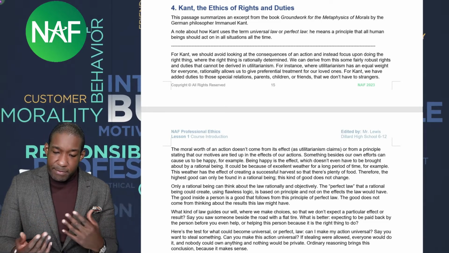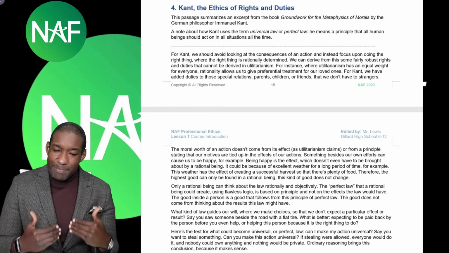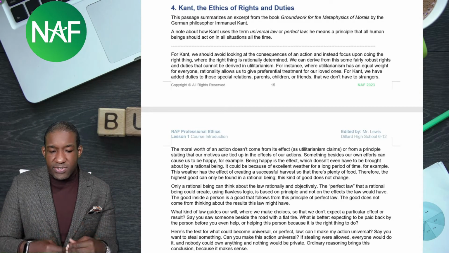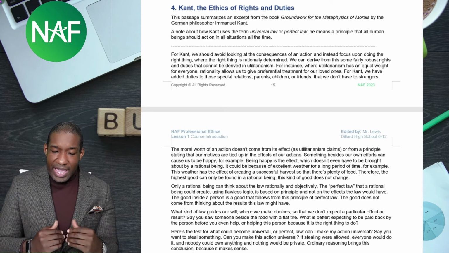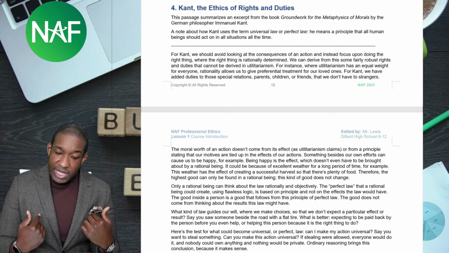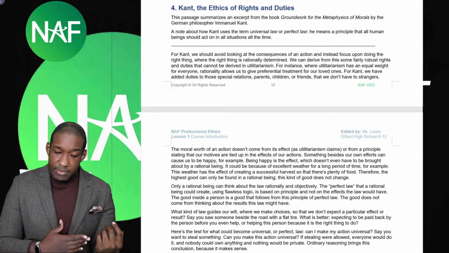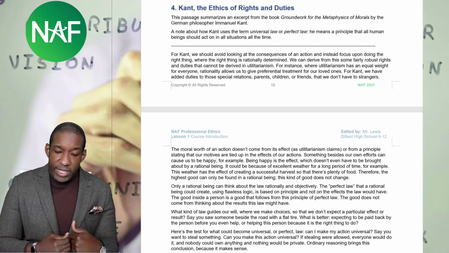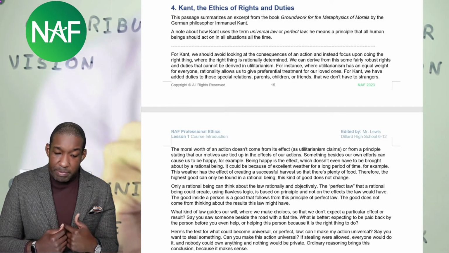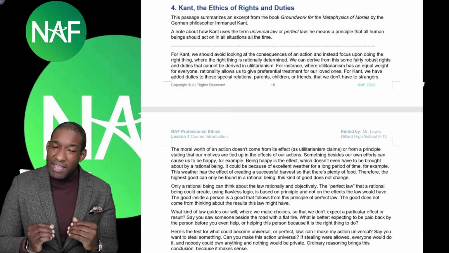We can derive from this some fairly robust rights and duties that cannot be derived in utilitarianism. For instance, where utilitarianism has an equal weight for everyone, rationality allows us to give preferential treatment for our loved ones. For Kant, we have added duties to those special relations, parents, children, or friends that we don't have to strangers.